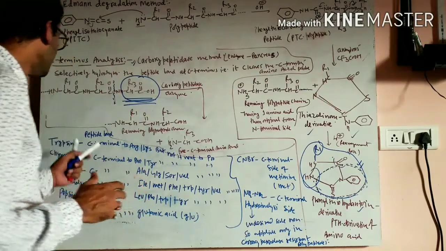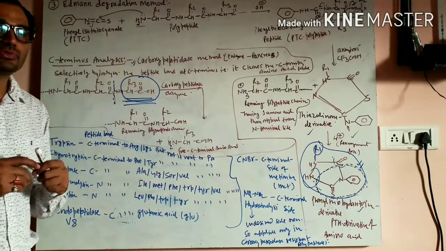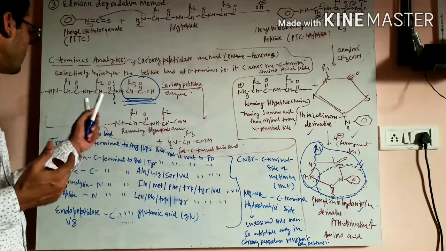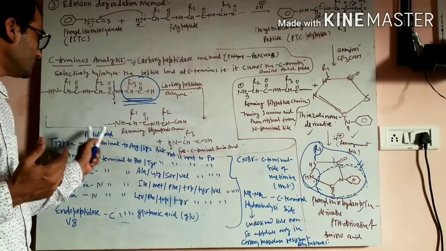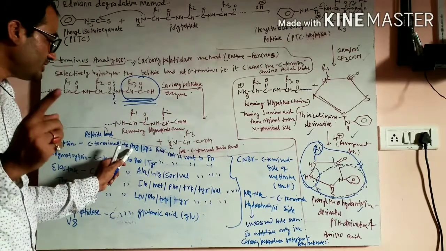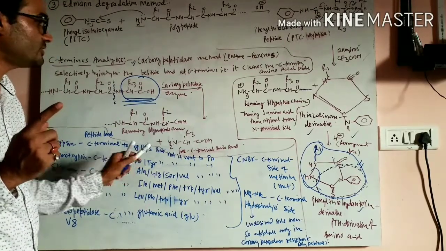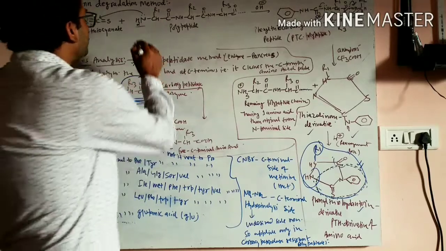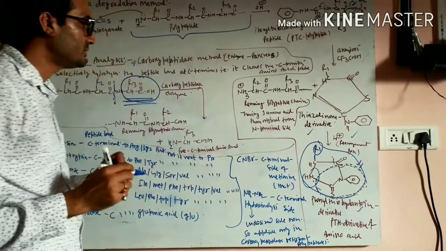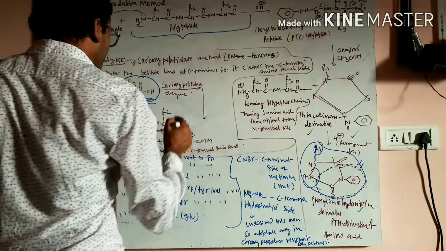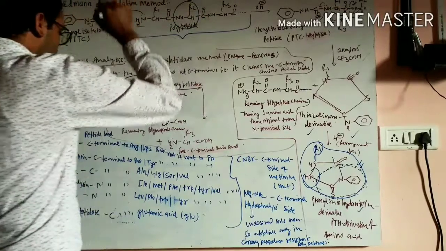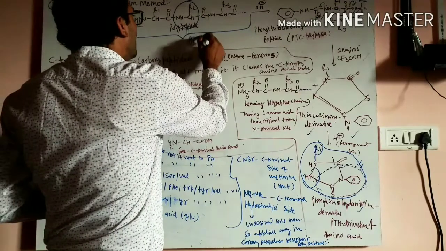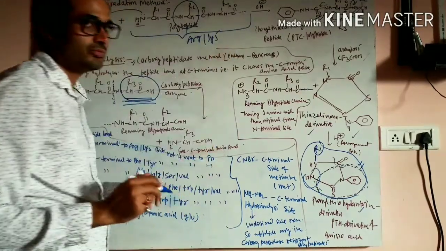Okay, so what are these? The first enzyme is trypsin. What does trypsin do? It cleaves the peptide bond at the C-terminal side of arginine or lysine. What does it mean? Suppose this is a polypeptide chain, and suppose here this is an arginine molecule, or suppose it is a lysine molecule.